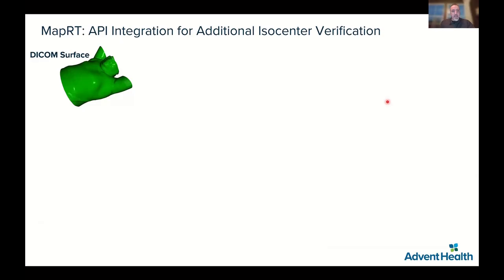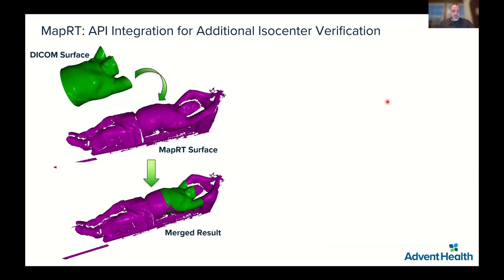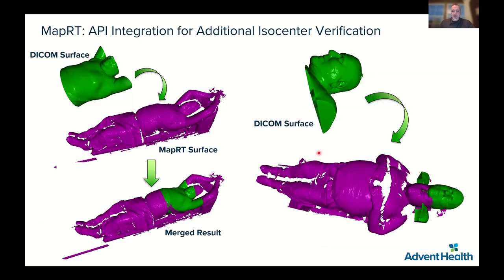It also lets us validate our collision checking. You can see the DICOM surface, which was CT scanned. You can see the size of the MapRT surface and their fusion using the API. What we want to avoid is something like this, where we have a DICOM surface that was scanned for SRS. We have a very large MapRT surface that we have to worry about shoulders and arms, but they're not aligned.